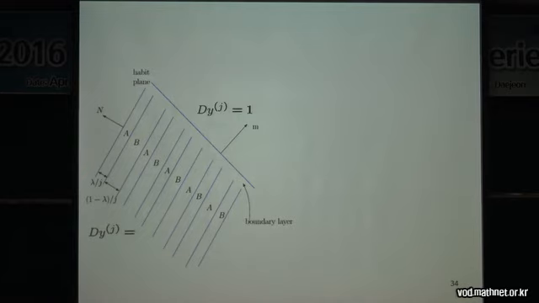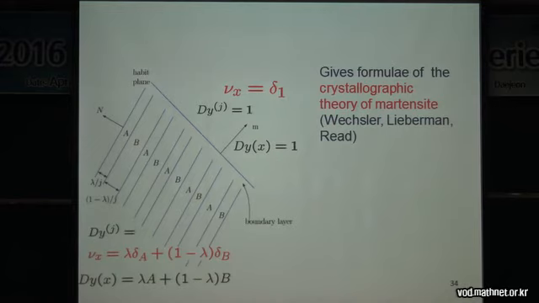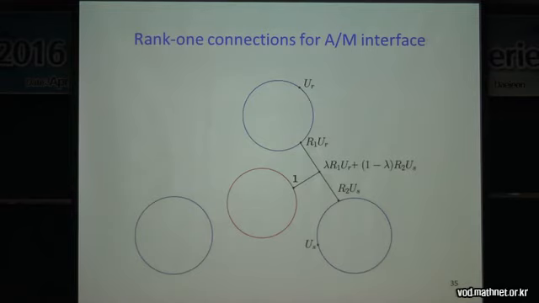So at the level of Young measures, you've got a Dirac mass at the identity over here and lambda Dirac mass at A plus 1 minus lambda Dirac mass at B here. At the level of weak limits, you've got the identity matrix over here and lambda A plus 1 minus lambda B over here. And actually, what you've got to check is that you can make this compatible with the identity. So this minus this is a matrix of rank 1. And if you do that, you lead onto these very famous formulae, the crystallographic theory of martensite, which tell you, for example, that there are 24 habit planes for a cubic to tetragonal transformation. And these are the rank one connections which correspond to that.